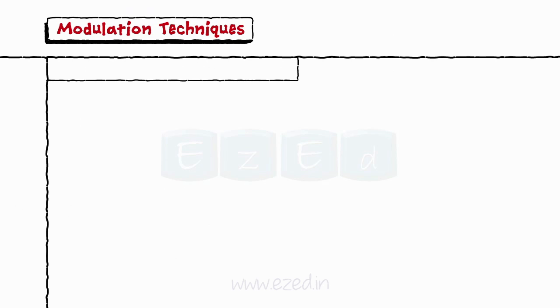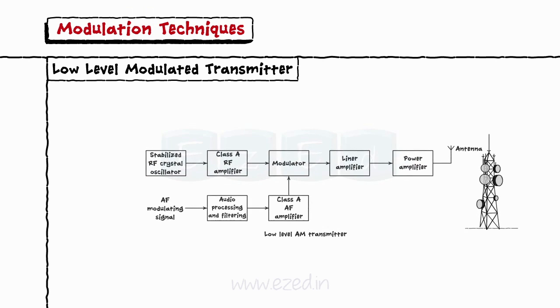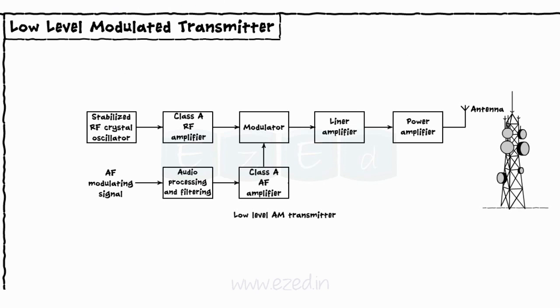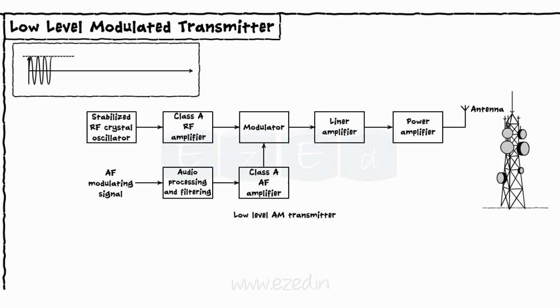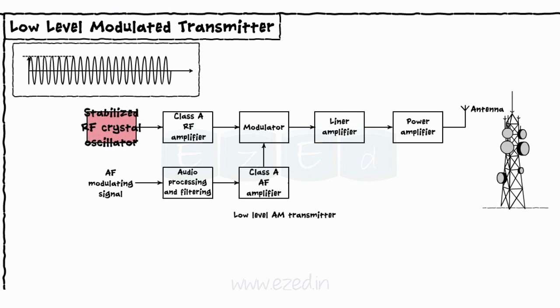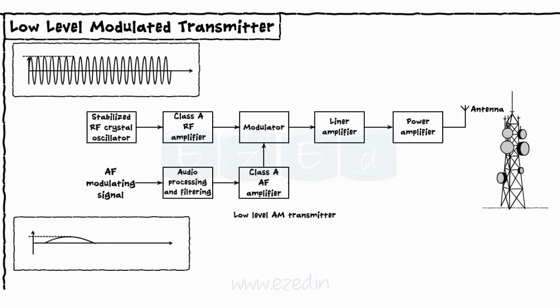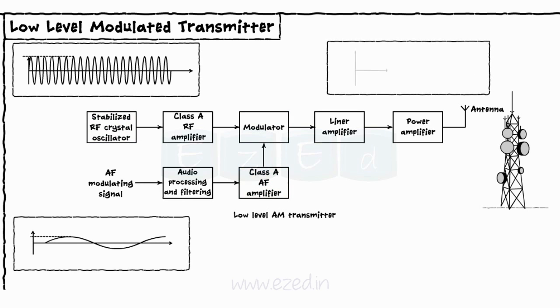The next transmitter is low-level modulated transmitter. Its block diagram is as shown. In low-level modulating transmitter also, the carrier signal is generated by RF oscillator. The modulator is a separate block in this case. The modulating signal is amplified using Class A amplifier. At the output of the modulator, we get the modulated wave. This modulated wave is then passed through a series of linear amplifiers to raise its power level.